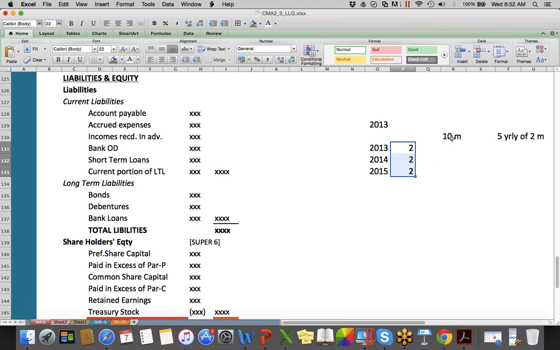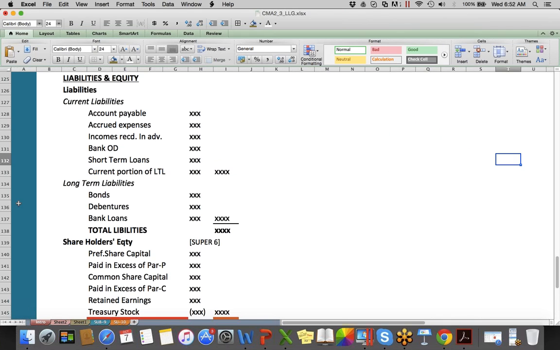And after the payment of the 6 million, now the balance here is 4 million, which will go to long-term loans. Current portion, what is the current portion? That will be shown in the current liabilities, and interest will go to the income statement anyway. Do not think of interest here. If not paid, it will become a current liability as an accrued expense.